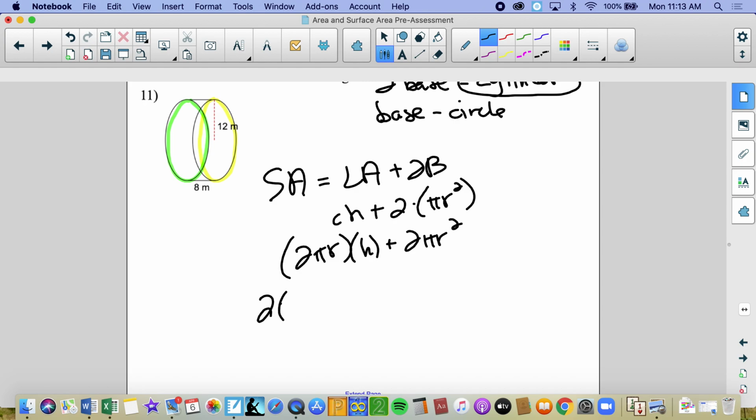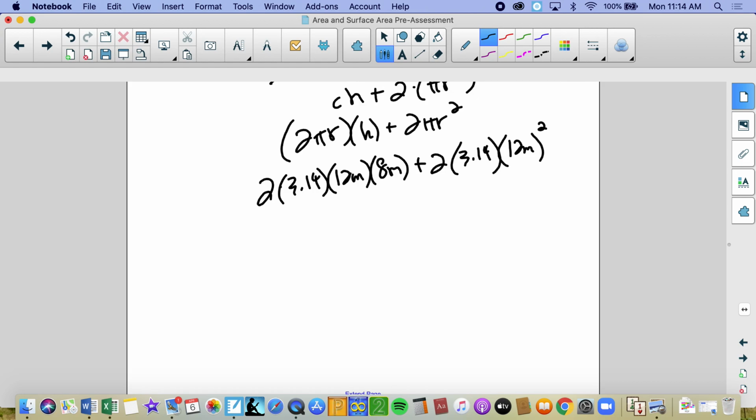So let's start putting in values. 2 times pi, we're going to use 3.14, times the radius, which is 12 meters, times the height, the distance between the two bases, 8 meters, plus 2 times pi, which is 3.14, times the radius, which is 12 meters, quantity squared. 2 times 3.14 is 6.28. 12 meters times 8 meters gives me 96 meters squared. 2 times 3.14 still gives me 6.28. 12 meters squared gives me 144 meters squared.